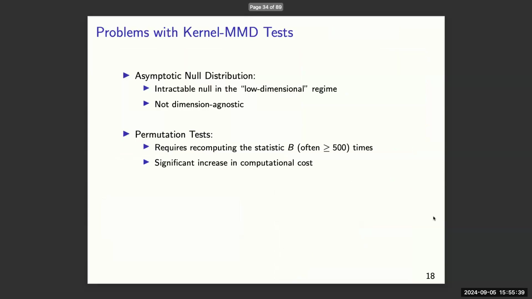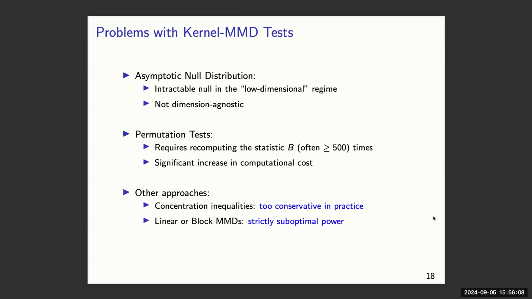Okay. So just to summarize, we saw the two main methods. The first uses the asymptotic null distribution, which has an intractable null in the low dimensional regime. It's also not dimension agnostic. We saw the permutation test performs quite well, but it requires us to recompute the statistic several hundred times, which increases computational cost. I want to mention that if you have access to parallel computing infrastructure, then you should probably use permutation tests, because it works quite well in those scenarios.